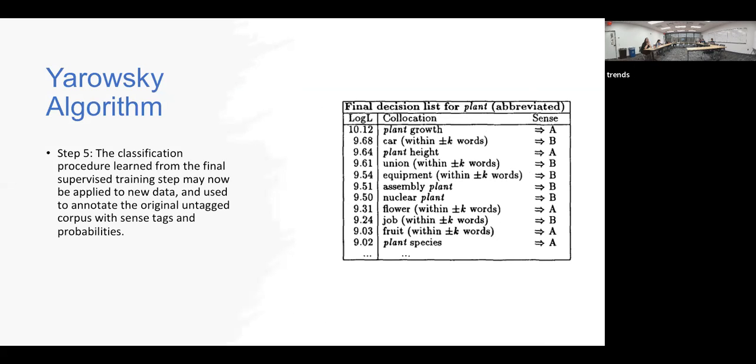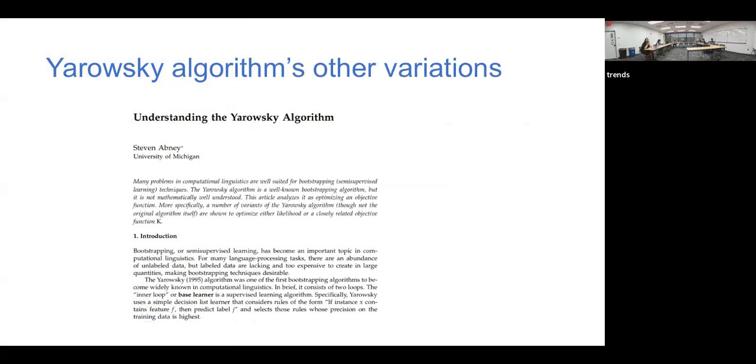An example of a final decision list for plant is as follows. As you can see, the original seed words are no longer at the top of the list. They have been displaced by more broadly applicable collocations. Yarowsky's algorithm was not mathematically well understood until this paper analyzed some specific variations of the algorithm and also proposed some new algorithms for bootstrapping.